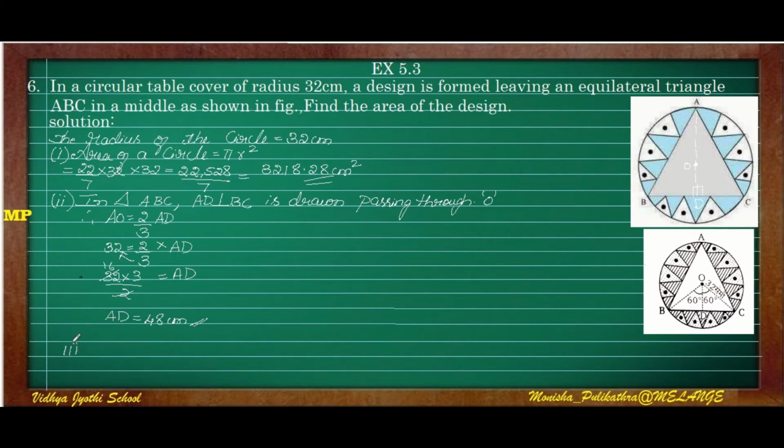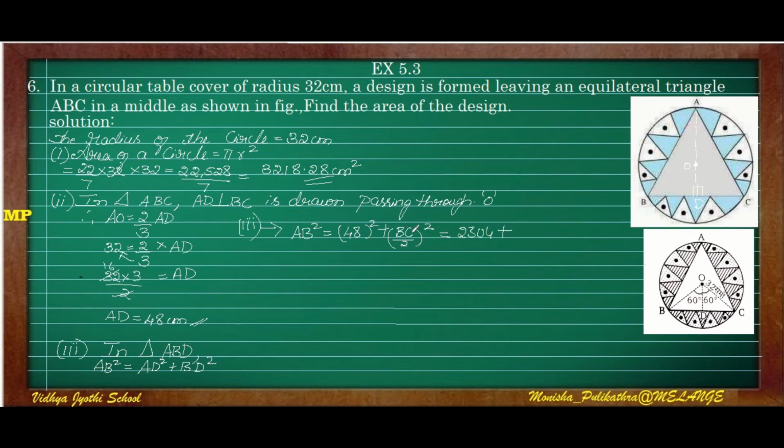Next we need to find out in triangle ABD. So in triangle ABD, here D is 90 degrees, so we can apply the Pythagoras theorem. That is hypotenuse square. Hypotenuse AB square is equal to AD square plus BD square. So here AB square is equal to AD, which we have already found out, that is 48 square, plus BD, which is half of BC. So we can write BD as BC by 2 because it is half of BC.